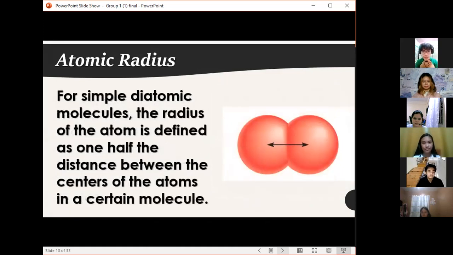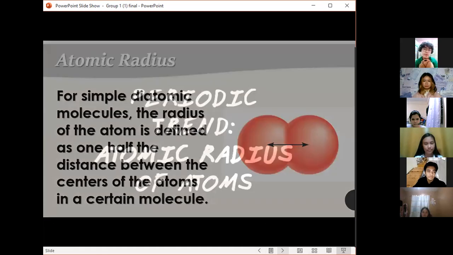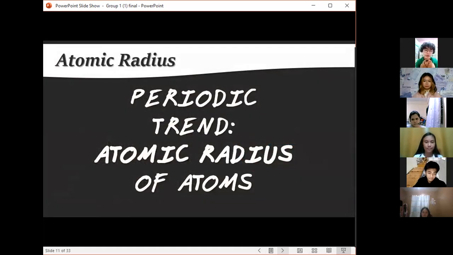for elements that exist as diatomic molecules, and in the example, we have the hydrogen gas or H2, the atomic radius is one half the distance between the nuclei of the two atoms in a particular molecule. Other examples of diatomic molecules are nitrogen gas, fluorine gas, oxygen gas, iodine gas, chlorine gas, and bromine gas. And the other, which is a simple compound, carbon monoxide, and many more. And to explain the periodic trends of atomic radius, we have Leonard.